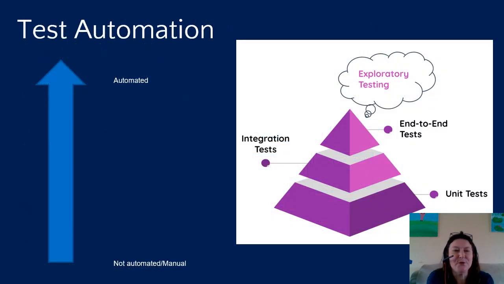Again, for your visual learners, DevOps is trying to move from manual, non-automated testing through to automated testing at the top of the screen here. So that means unit tests are usually the first step because they can be automated. Then integration tests, which check that different parts of the system are talking to each other correctly.